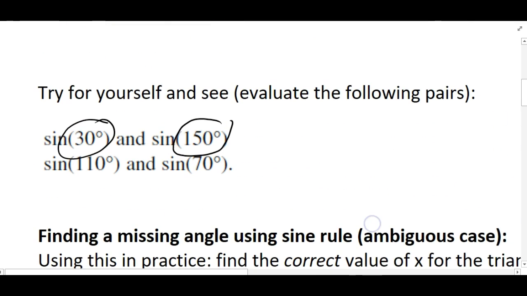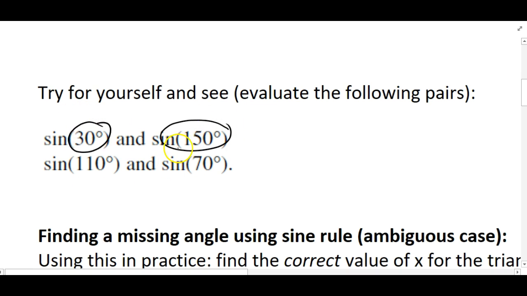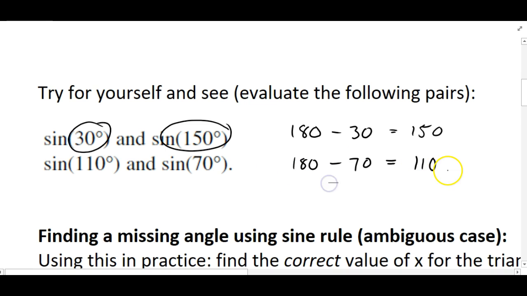So if I go back to the pairs, you can see that there's the same difference between these two numbers. What's the difference? So if you get 30, how have they worked out 150? They've got 180, which is effectively like a straight line, and they've taken away the 30 to give 150. Same thing here, they've got 180, and they've taken away the 70 to give 110, alright?